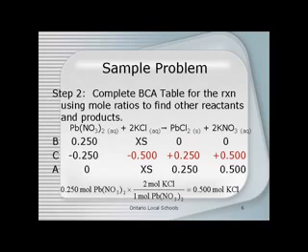So we can go ahead and complete our BCA table, and when we do that, we have at the end of the reaction 0 moles of lead-2 nitrate. It's the limiting reactant. We have excess KCl that was established early in the problem. We'll have 0.250 moles of lead-2 chloride that formed and 0.500 moles of potassium nitrate.